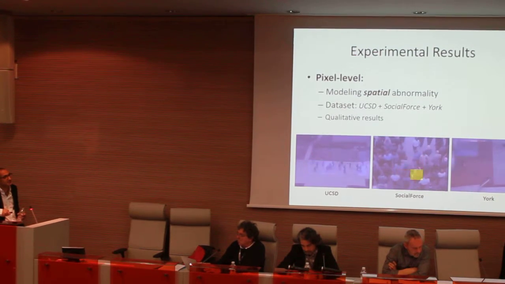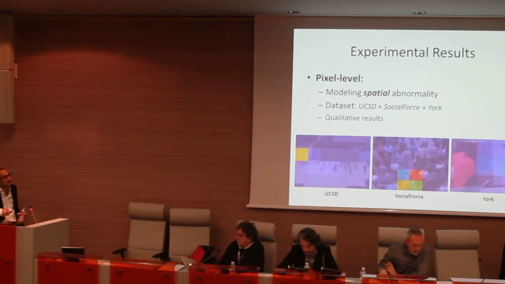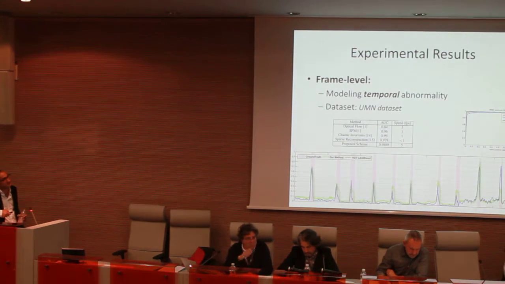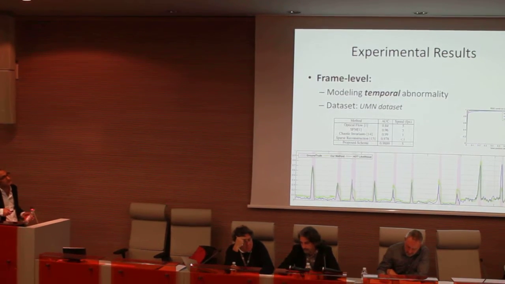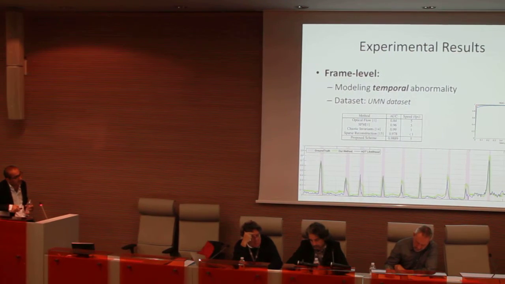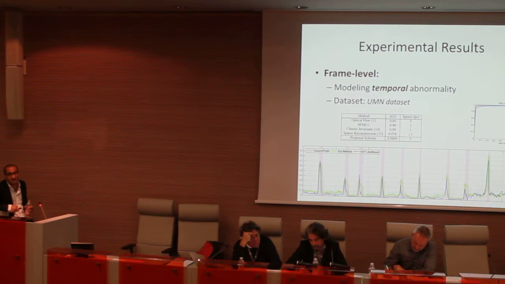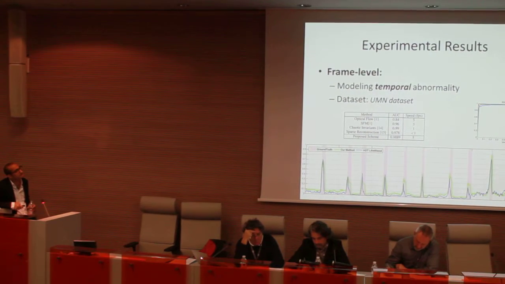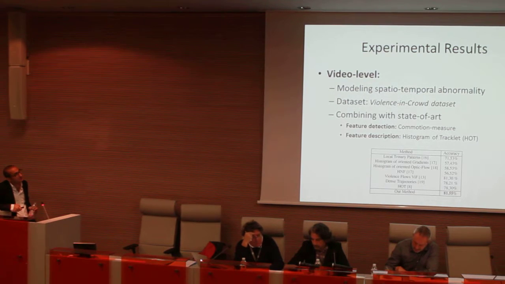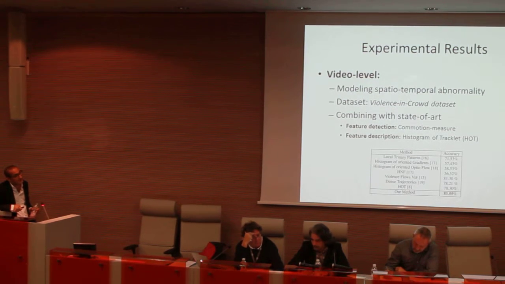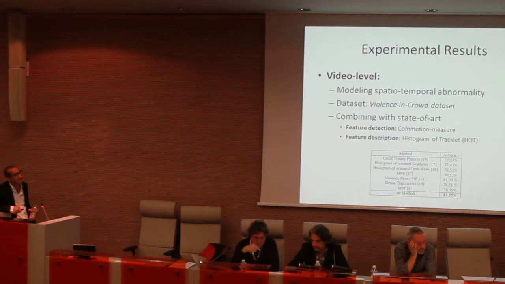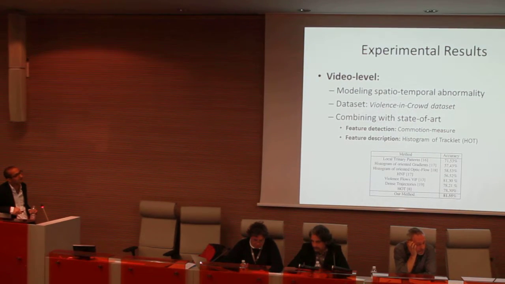This heat map shows where the abnormality is, with the warmer colors indicating higher abnormality. We also tested at frame level, which tries to capture temporal abnormality. And this is our method compared to a set of state-of-the-art methods in the graph. At video level, we use our method for localizing and capturing spatial temporal abnormality, and we use it for feature detection. We are still higher.